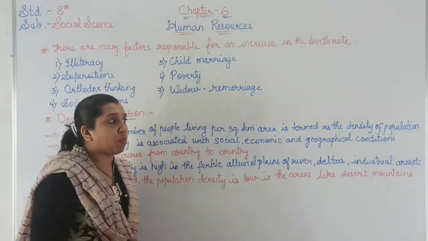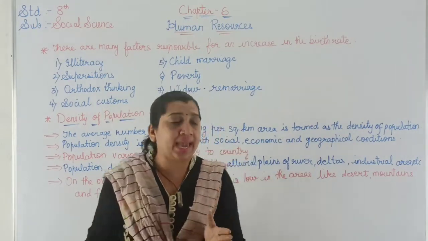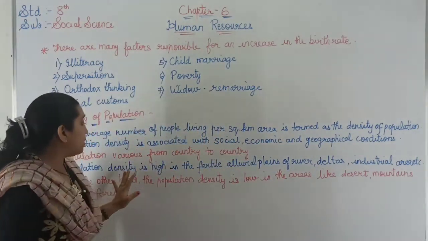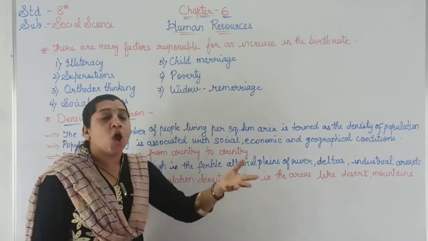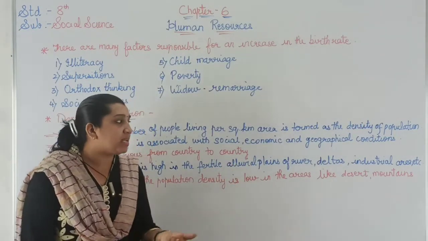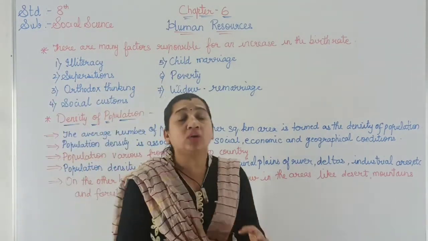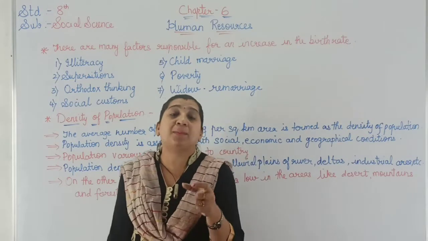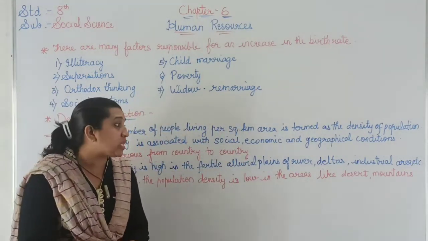Most probably, we see more population in areas with facilities such as fertile alluvial plains of rivers, deltas, industrial areas, etc. Where people get good facilities, they migrate to live a peaceful life.